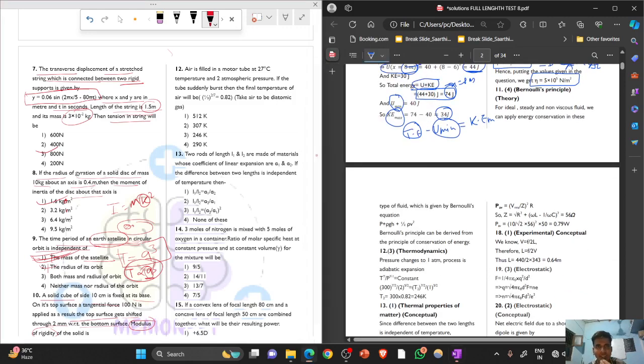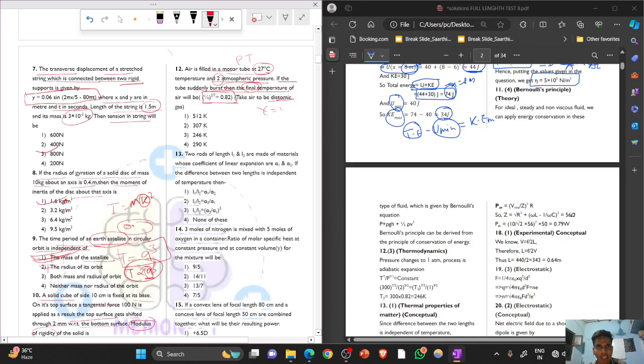Air is filled in a motor tube at 27 degrees Celsius temperature and 2 atmospheric pressure. If the tube suddenly bursts, what is the final temperature? Suddenly bursts means an adiabatic process. Your pressure and temperature are given. You just need to use gamma, and since it is diatomic you can calculate gamma, which comes out to be the value given here. You just need to use the PT relation for the adiabatic case, to calculate the final temperature.